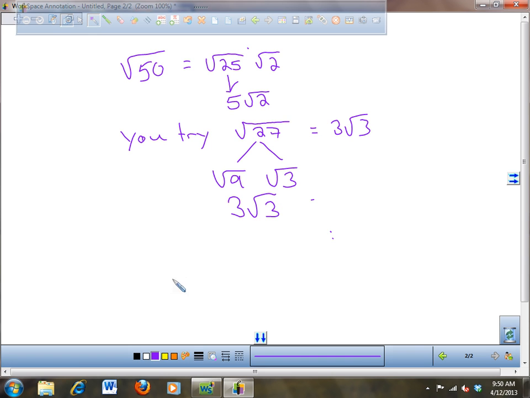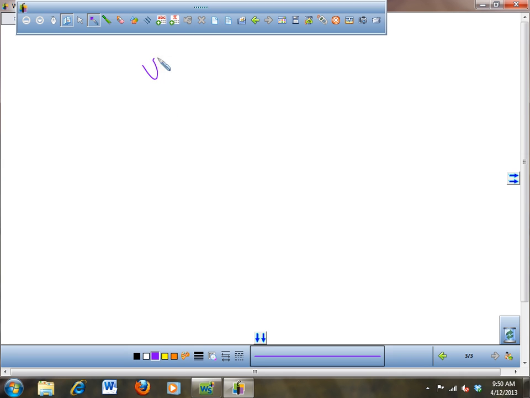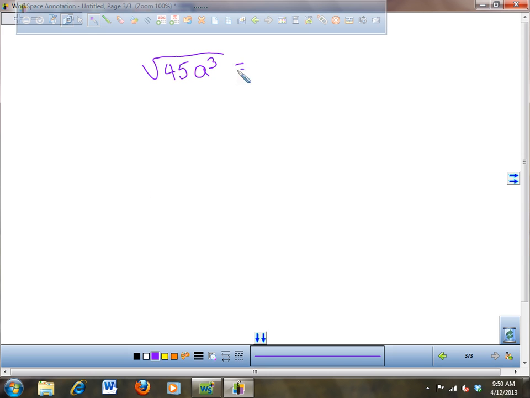Now, unfortunately for you, it gets more tricky than this. Because sometimes I'll have ugly looking things like the square root of 45a cubed. And you go, oh my goodness, I don't know how to do that. So what you want to do is, even variables, even letters, can be perfect squares. So I can rewrite this as, what perfect square is in 45? 9 times 5. So I'm going to write this as the square root of 9 times the square root of 5. What perfect square is in a cubed?